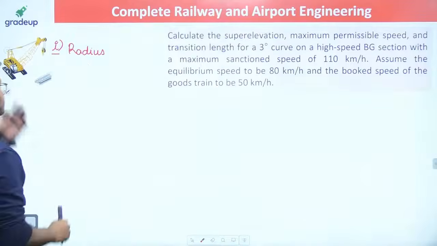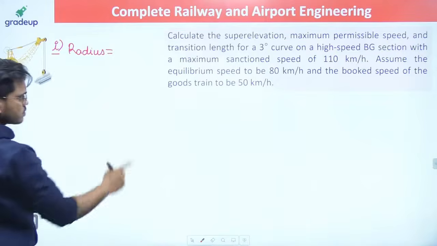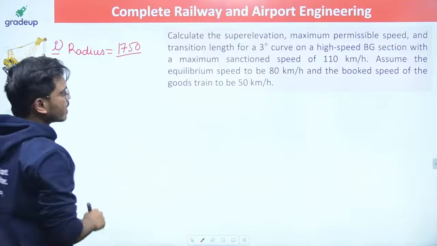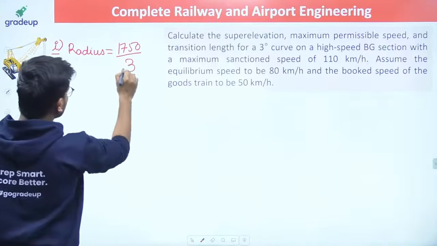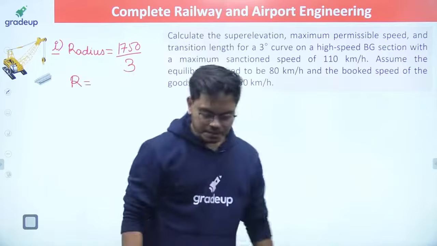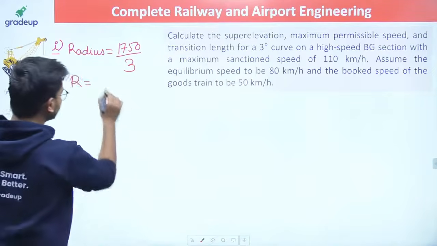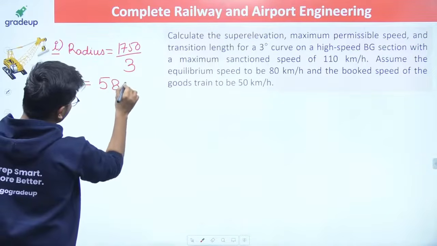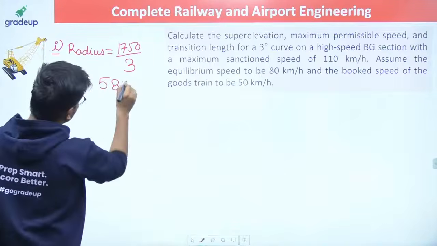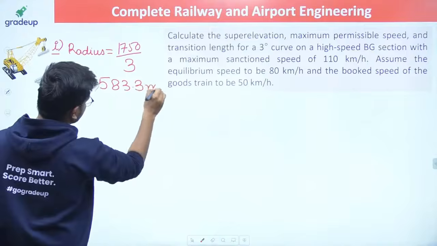Everything should be in limit. So the radius should be how much? 1750 divided by how much is the degree? 3 degree. So the radius of curve will be 583.3 meter. Correct? Yes, it is correct. I know I have the solution already.